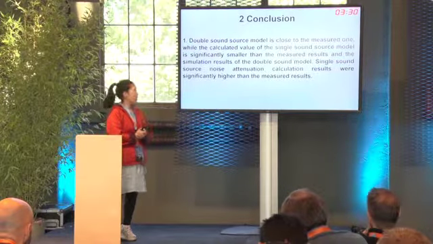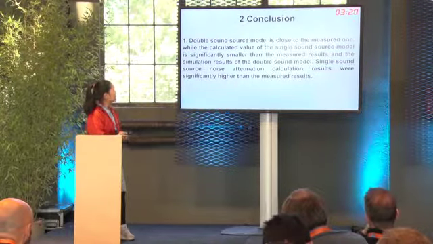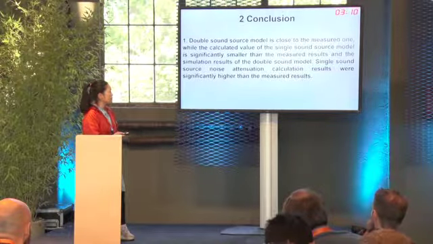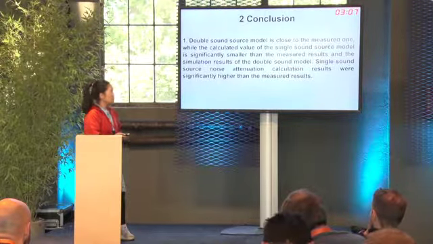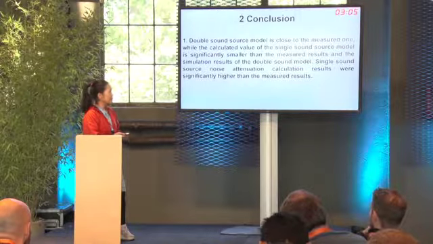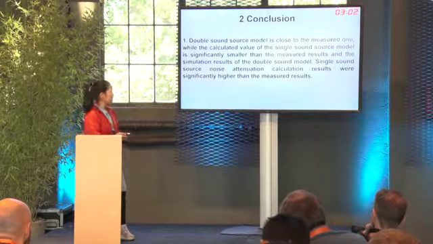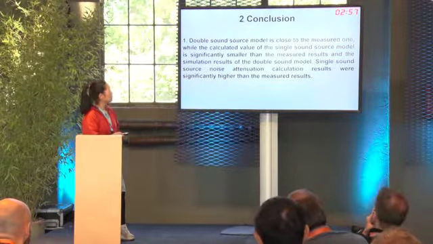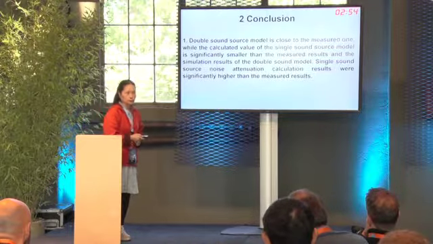Conclusion. We get to the conclusion. Firstly, the double sound source model is close to the measured results, while the calculated value of the single sound source model is significantly smaller than the measured results and the simulation results of the double sound source model. That is the first one we got.